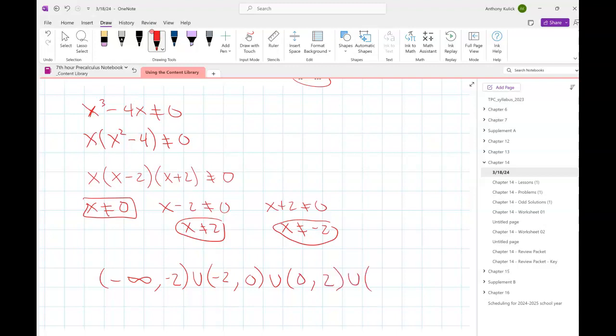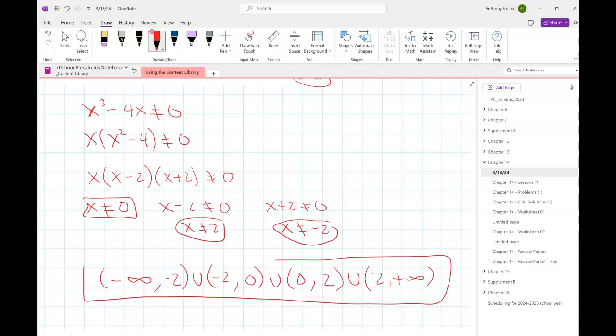Great. And then we end with 2 to positive infinity. Good job. Teamwork. Okay, that's like the hardest it gets for domains, right? Not brutal. Should be within our comfort zone.